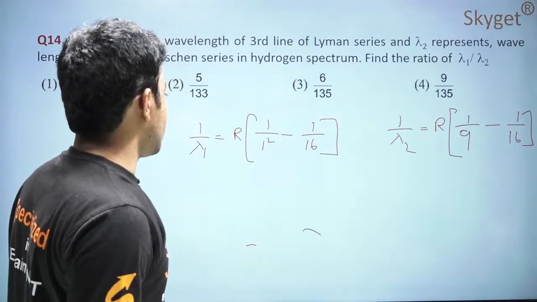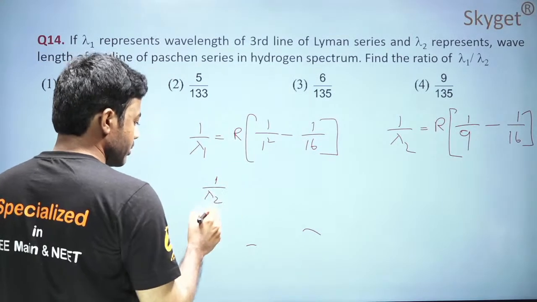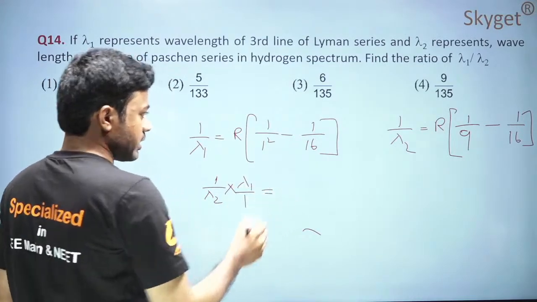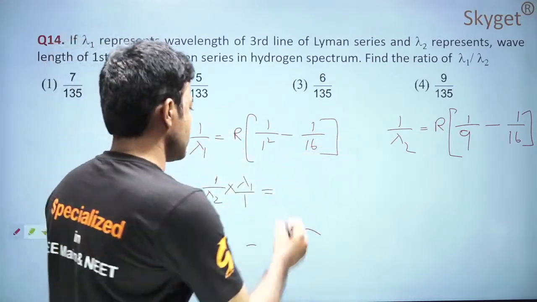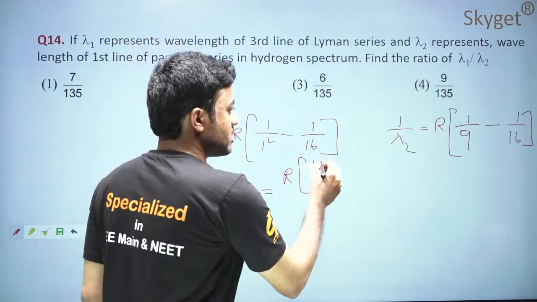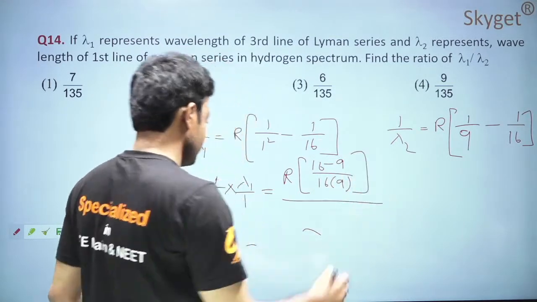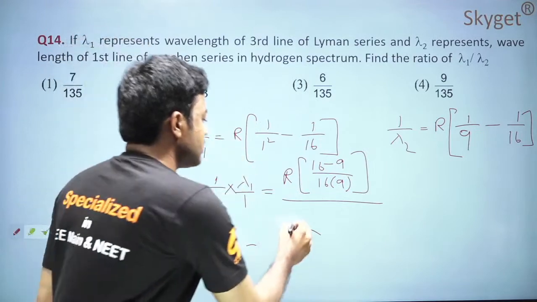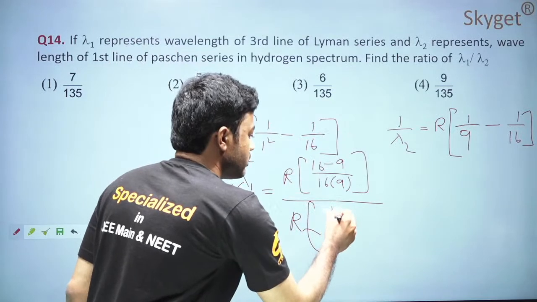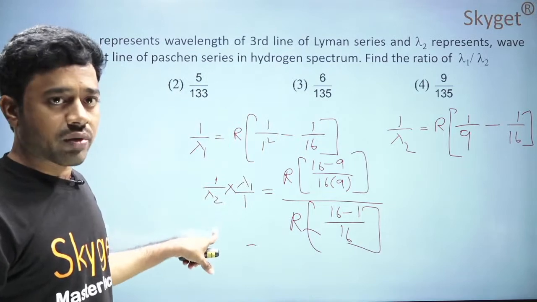So to get lambda 1 by lambda 2, what you have to do? You have to make 1 by lambda 2 divided by 1 by lambda 1, into lambda 1 by 1. First take the value of 1 by lambda 2 from this equation. So R into 1 by 9 minus 1 by 16, that is 16 minus 9 by 16 into 9, divided by 1 by lambda 1, that is R into 1 minus 1 by 16, so 16 minus 1 by 16. Solve this, then you will get the ratio of lambda 1 and lambda 2.